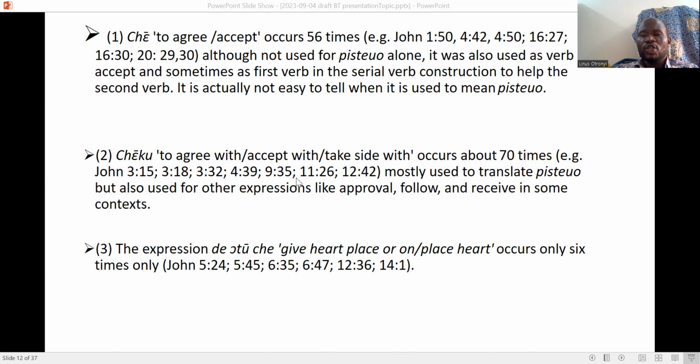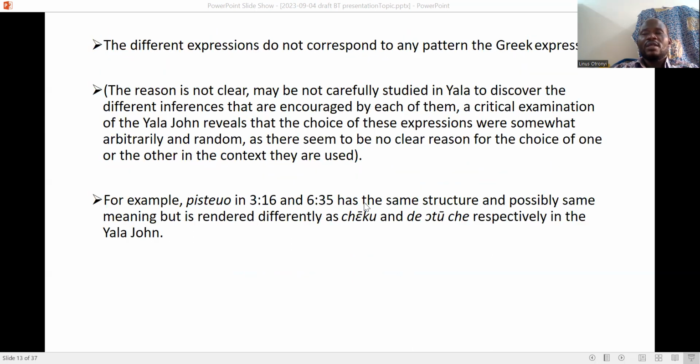3, the expression dotuche, give heart place, or give heart place on, or place heart, occurs only 6 times in these references. The different expressions do not correspond to any pattern of the Greek expression. While the reason is not clear, it could be that the terms were not carefully studied in Yala to discover the inferences that are encouraged by each of them.